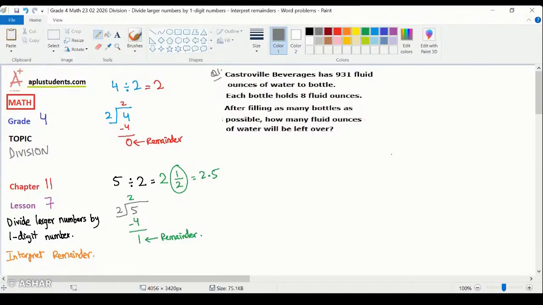What is most important is we underline what's required. 931 ounces of water to bottle. Each bottle holds 8 fluid ounces. After filling as many bottles as possible, how many fluid ounces of water will be left over? That means 931 is to be divided by each bottle, right? And each bottle can hold 8. Agreed?